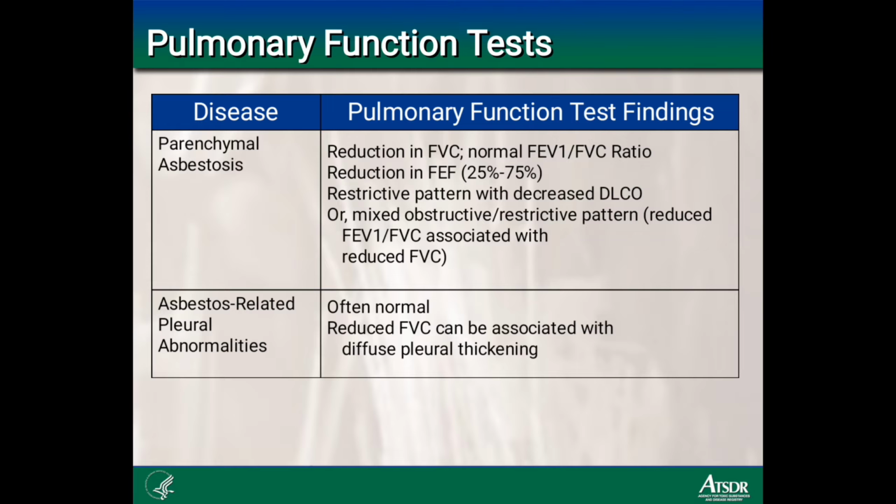Further on, we will see the pulmonary function test, how to see if the lungs are functioning or not. For diseases, we have parenchymal asbestosis. So, we see reduction in FVC, normal FEV1/FVC ratio, and reduction in FEF 25 to 75%. And asbestos-related pleural abnormalities are often normal, and reduced FVC can be associated with diffuse pleural thickening.